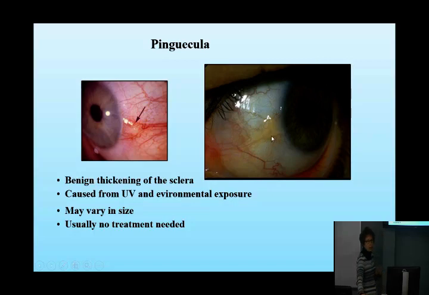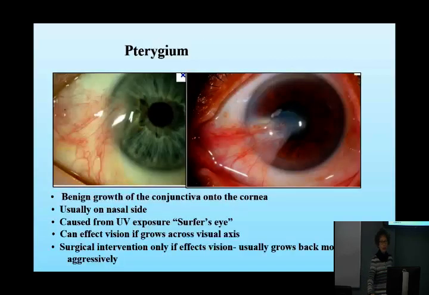Pterygium, same thing, another growth that we see. It's benign, however, this can cause more of an issue. Obviously, when you see something like this, it's going to affect the vision because it's in the visual axis. And this too is an overgrowth of the tissue of your eye in response to UV exposure. They call this surfer's eye.